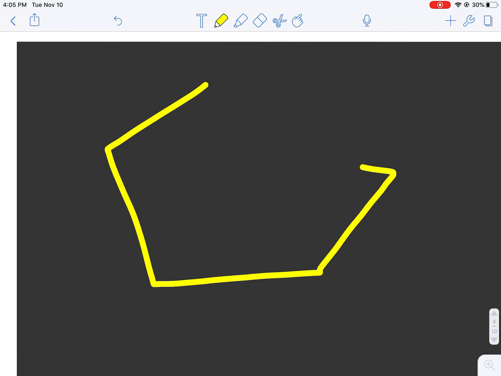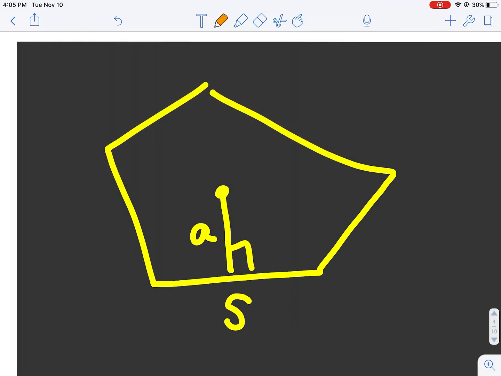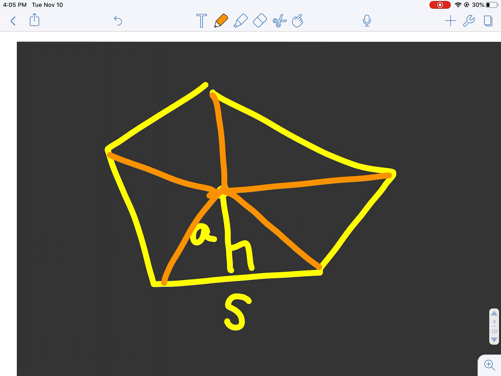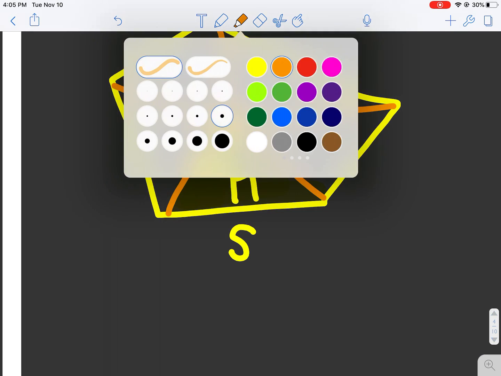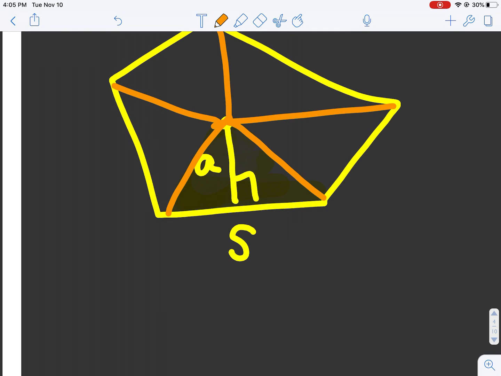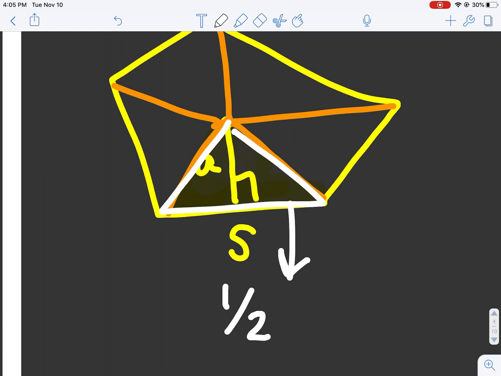So we're going to think about a regular polygon. And let's say I wanted to find the area of a regular pentagon. Pretend that's more regular than it is. I'm going to take my apothem and call that A, and I'm going to take my side and call it S. If it's regular, I can split this pentagon into 5 triangles, and every single triangle is exactly the same. So just the area of this triangle that I'm going to color white would be half times my apothem times my side length.